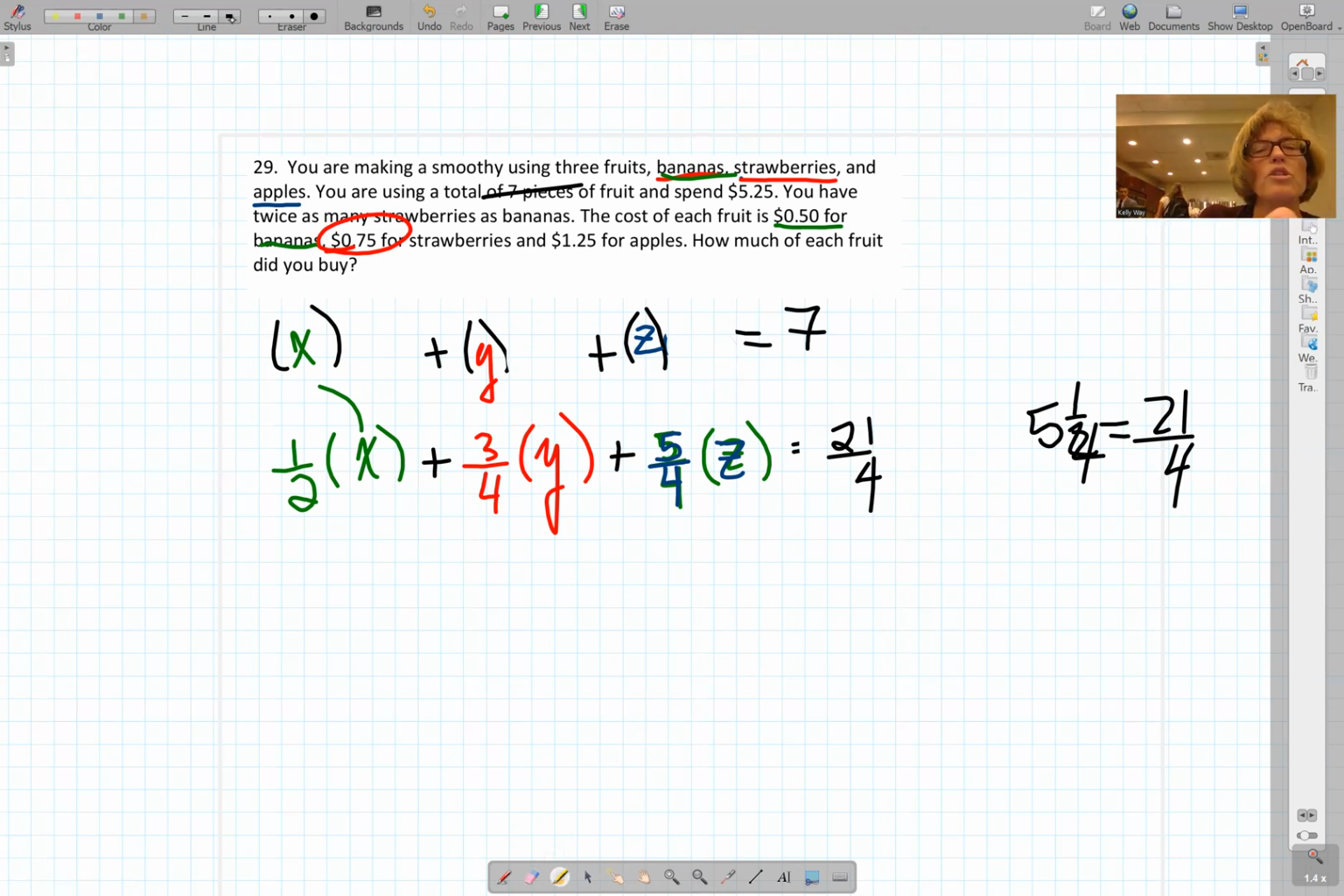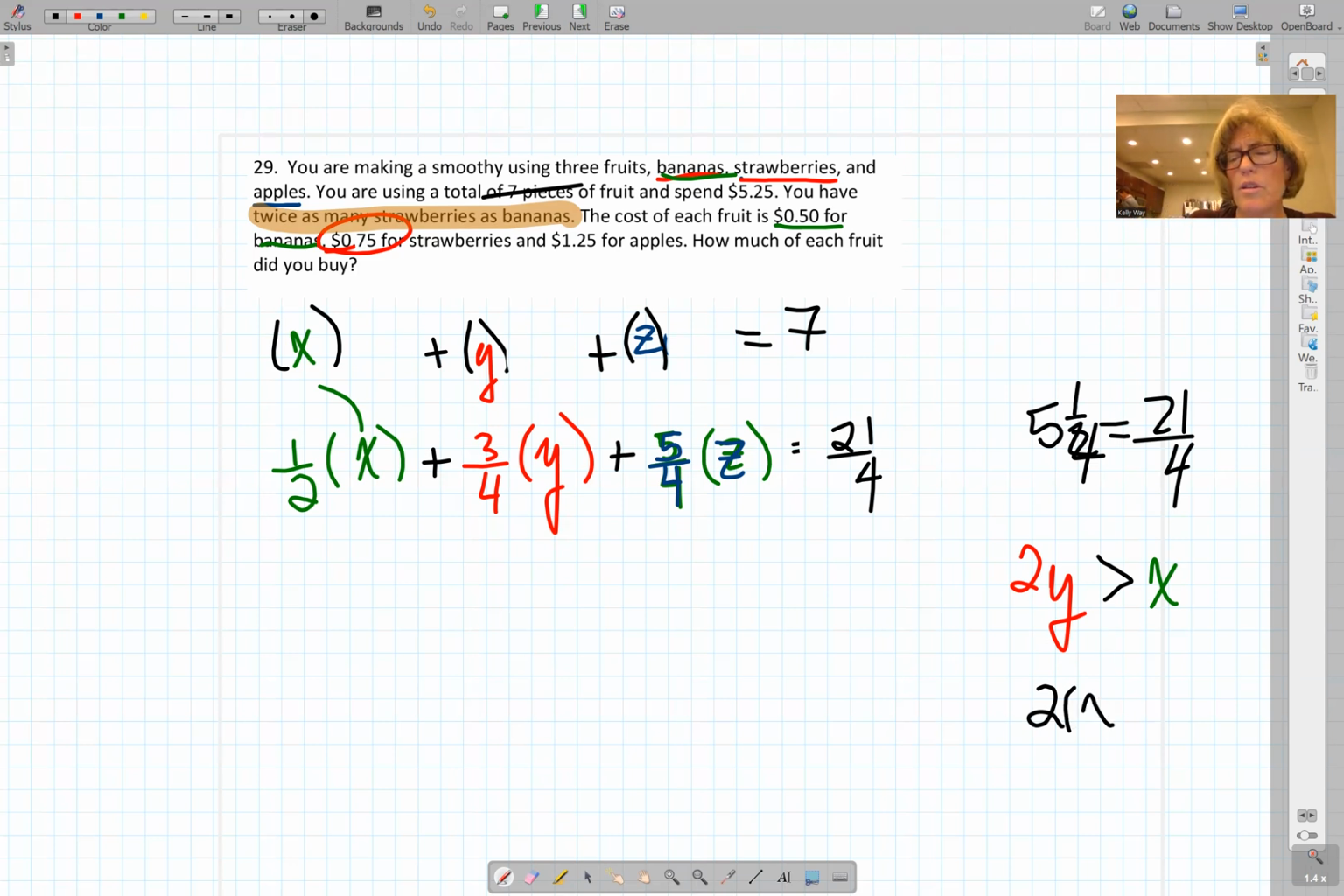There's one more little piece of information here, which is the fact that there's twice as many strawberries as bananas. So that means it takes twice as many strawberries, so 2 times Y as bananas. So bananas is X. So here's a simple equation. If we were to double our bananas, it would give us the same amount as strawberries. You're going to need that information right there.